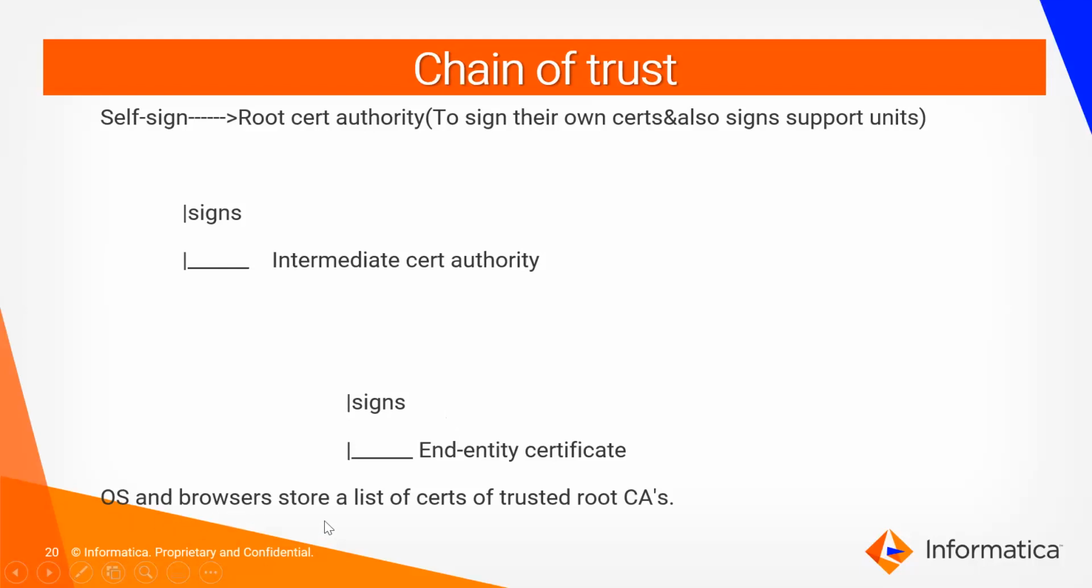Now, the OS and browser store a list of certificates of trusted root CAs. As I told you, whenever you access the admin console, the client will be a browser, so the browser will have the trusted root CA certificates. That's why, when you enable HTTPS in PowerCenter, you won't create a trust store certificate, you will create only a key store. I will talk about this later.